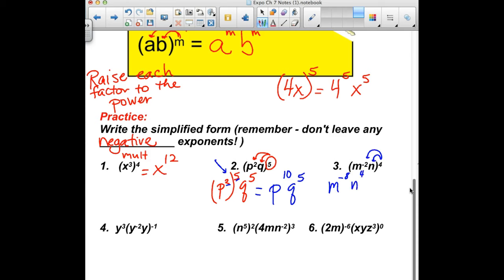But remember, we can't leave negative exponents. And if you think back a few days, we talked about negative powers causing us to take a reciprocal. So m to the negative 8 is equivalent to turning that upside down and putting m to the positive 8 in the denominator. Our n to the fourth does not have a negative exponent, so it would stay in the numerator.